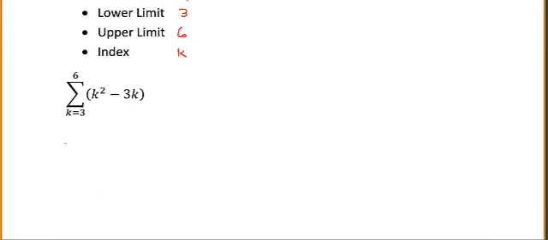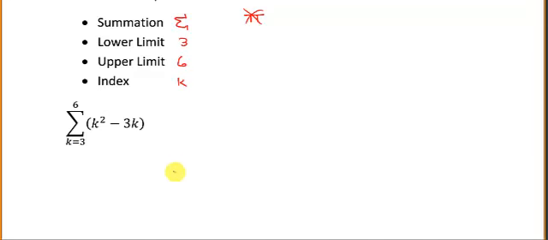As we can tell because we see k equals 3 to 6 here. So we'd let k take on the values starting at 3, and then increment by 1. 3 plus 1 is 4, and then 4 plus 1 is 5, and then 5 plus 1 is 6. And then we're at the upper limit, so we stop.